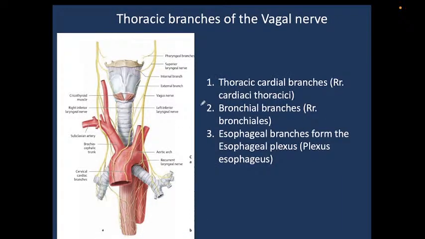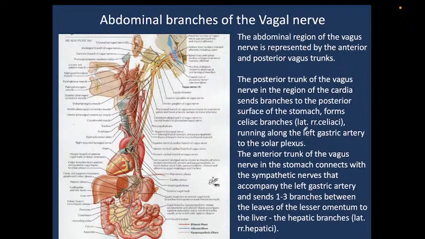Thoracic branches innervate the heart; we call them thoracic cardiac branches. A lot of branches from the vagus nerve come to the bronchial tree and innervate the bronchi, and it also innervates the esophagus. So it is responsible for the sensitivity and motility of the esophagus.